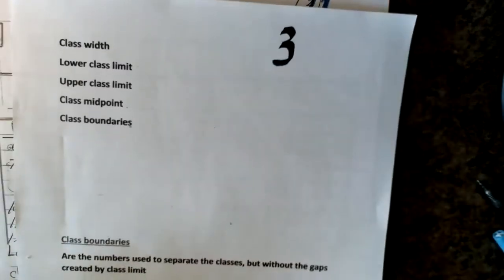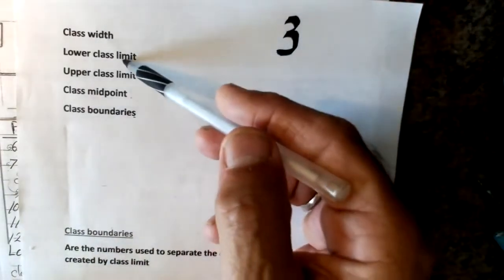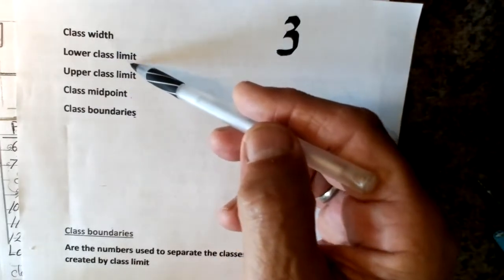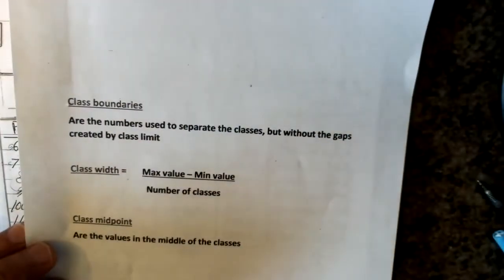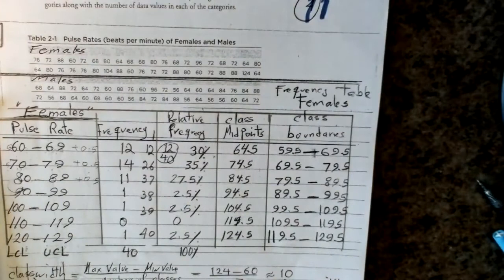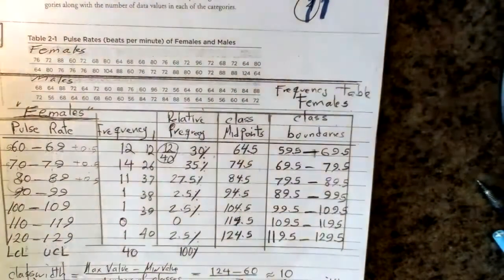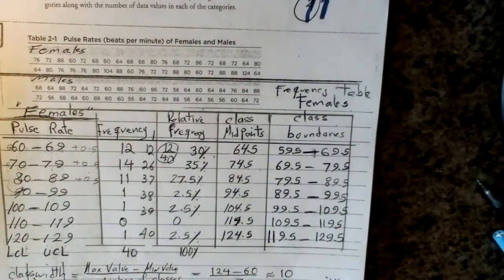And we ask you to find all this. What is class width? What is lower class limit? Upper class limit, class midpoint, class boundaries, and so on. See, they all are here. You understand the definition by using that example.